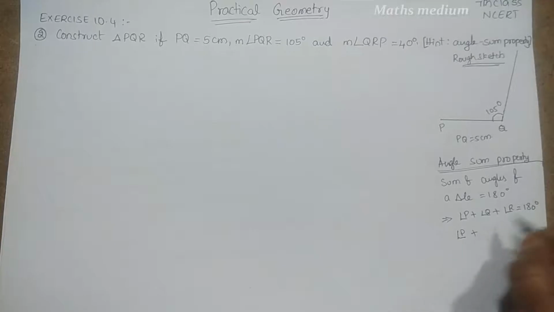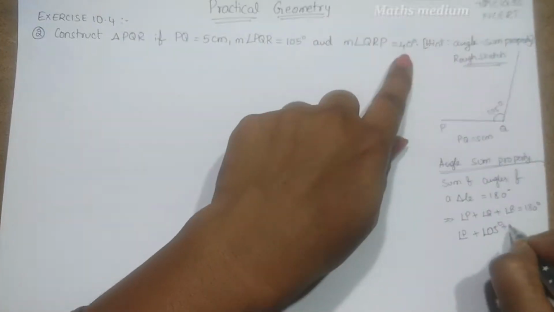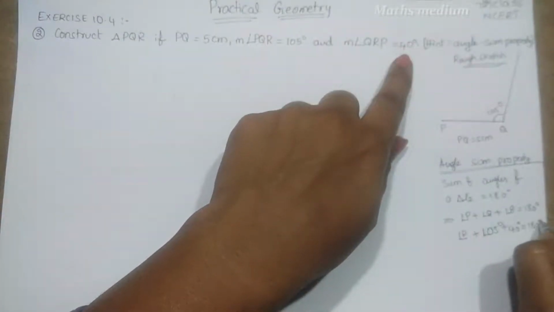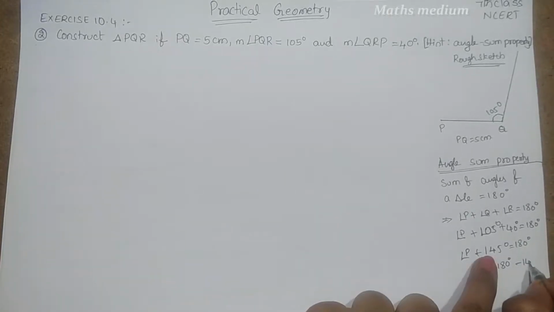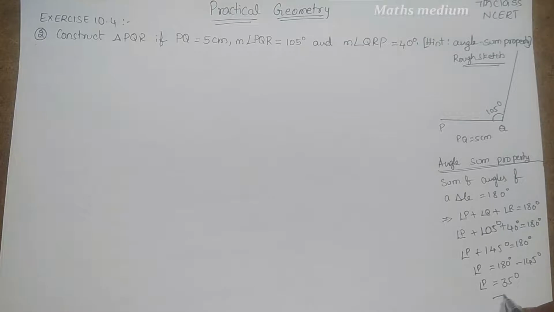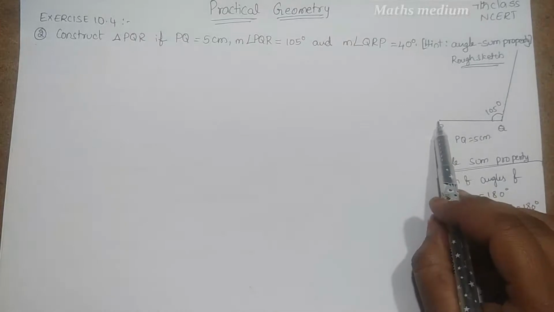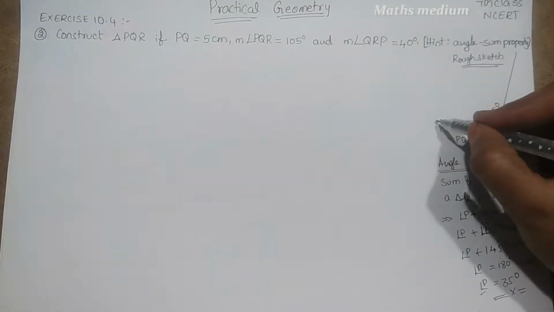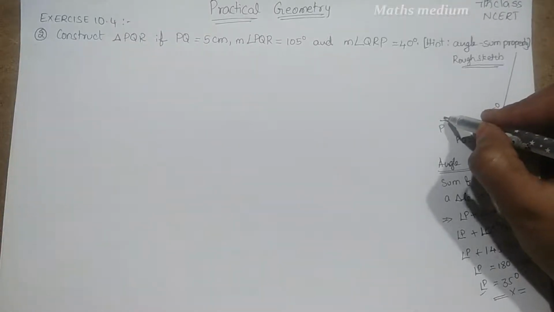Angle P we don't know. Angle Q they give, 105 degrees, plus angle R they give, 40 degrees, is equal to 180 degrees. Now angle P plus 145 degrees is equal to 180 degrees, and angle P is equal to 180 degrees minus 145 degrees. So angle P is finally 35 degrees. Now angle P we know, angle Q we know, angle R we know. So now from P we have to put a protractor and measure 35 degrees from P. So it might be like this.